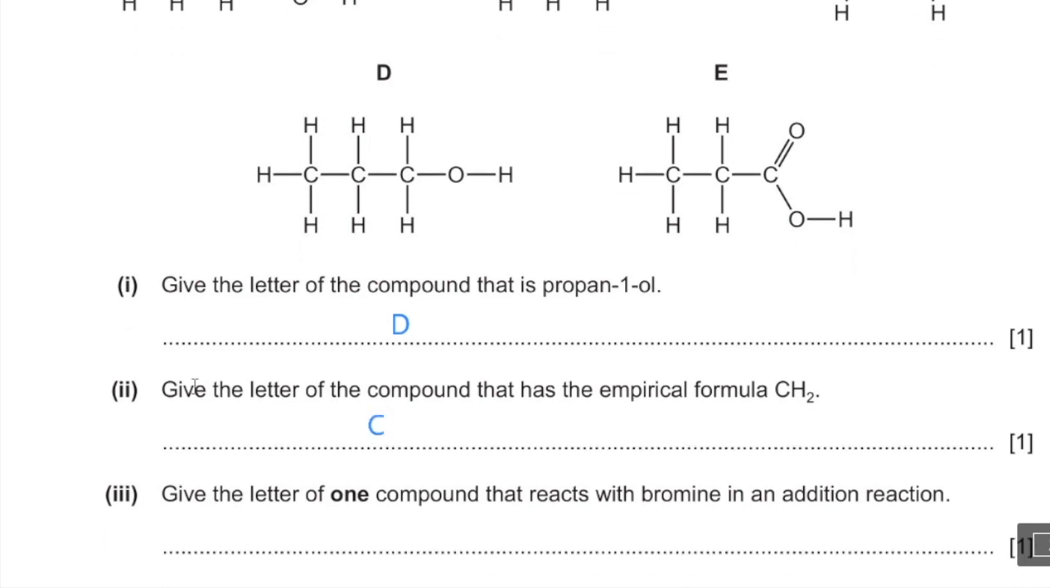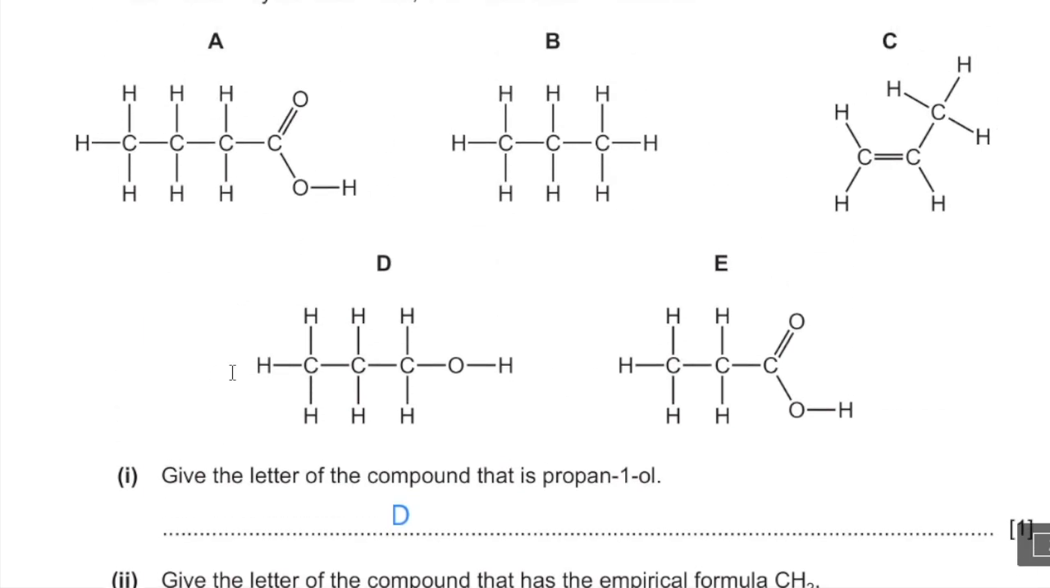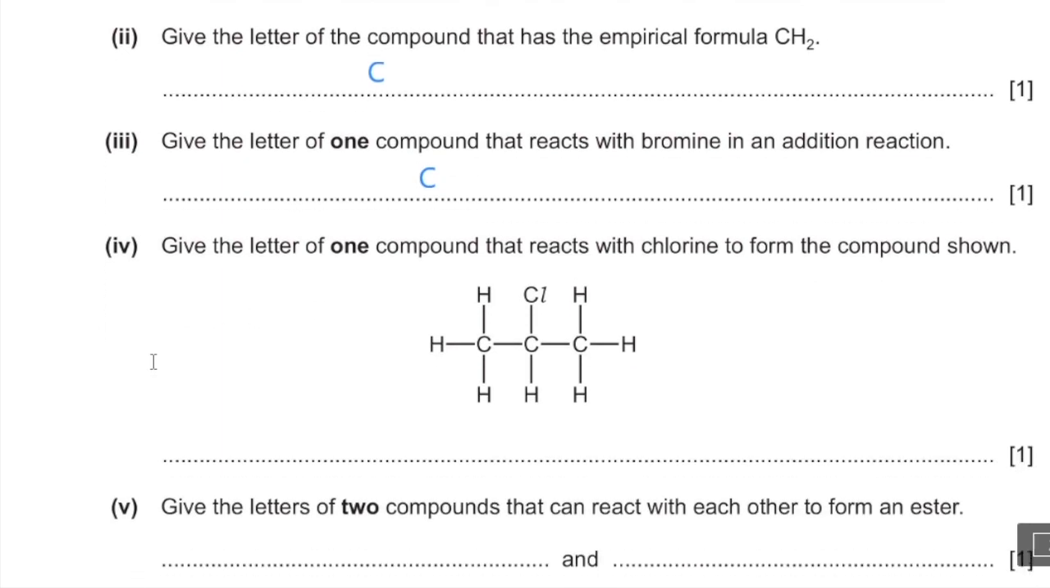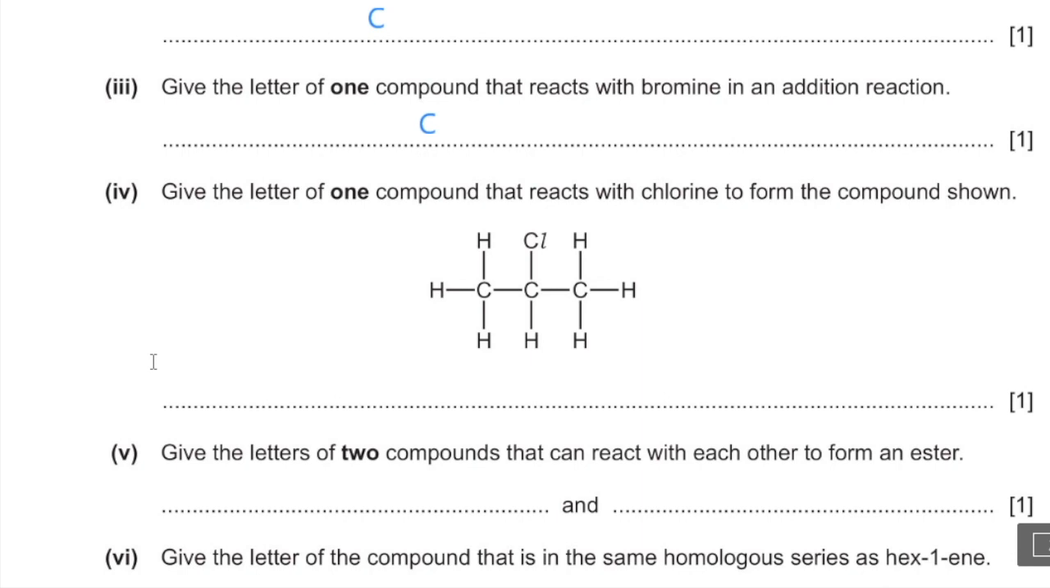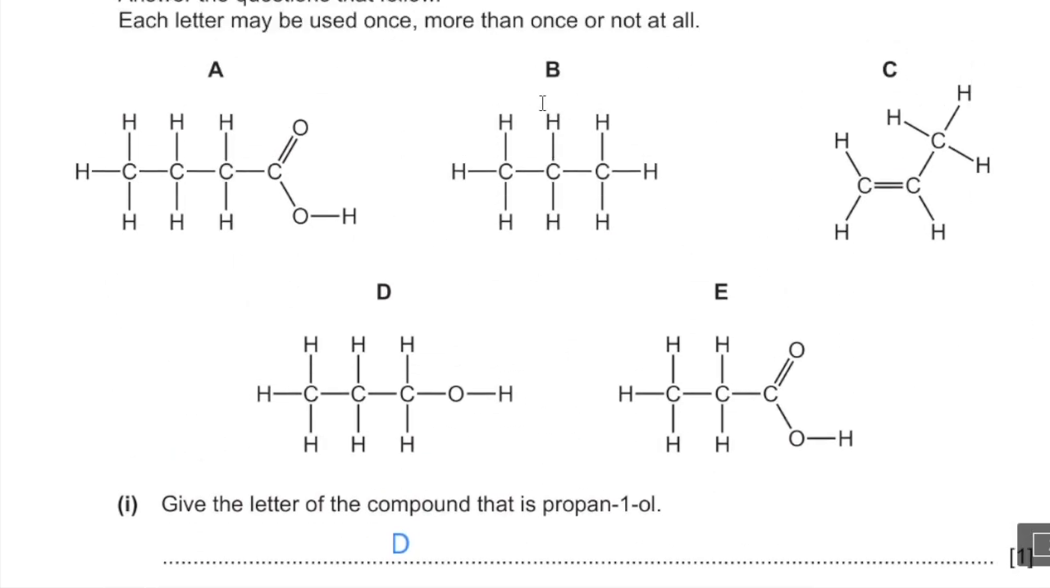3. Give the letter of one compound that reacts with bromine in an addition reaction. So one compound which has double bonds. So over here I'll go with C. 4. Give the letter of one compound that reacts with chlorine to form the compound shown. So this is the product, and you're supposed to give the letter of the compound which would have had a hydrogen atom in the place of this chlorine atom over here, and this compound is going to be B.